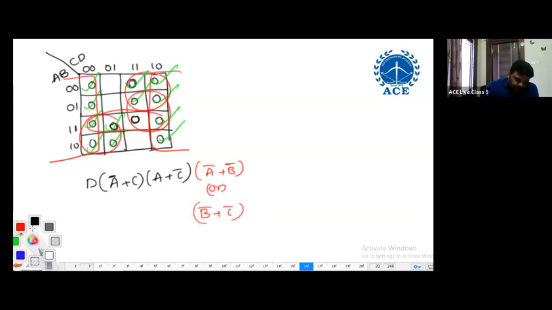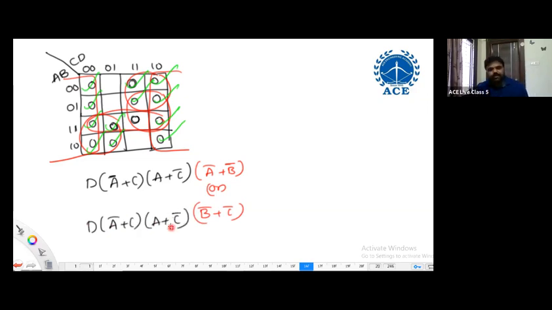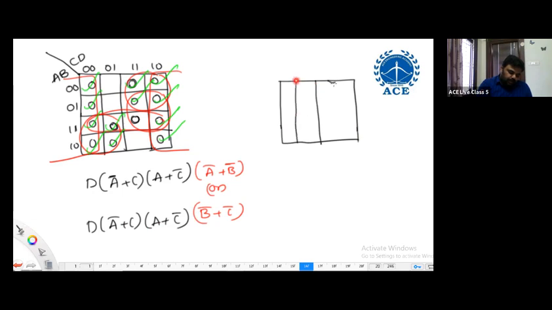So again, we are getting two minimal expressions. Don't think that only in SOP we are getting multiple. Yes, in POS also we can get multiple. Similarly, for SOP, for the same function, let us find SOP.